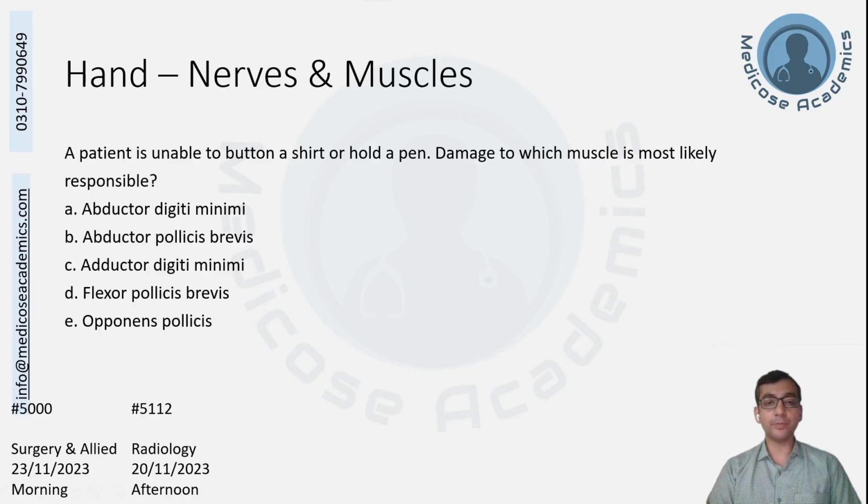A patient is unable to button a shirt or hold a pen. All of those involve opposition of the thumb. So which muscle is lost? Opponens pollicis.